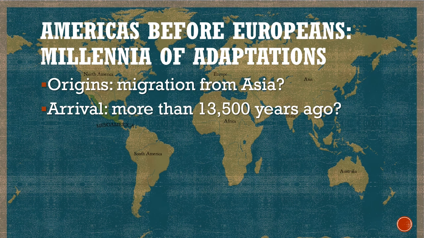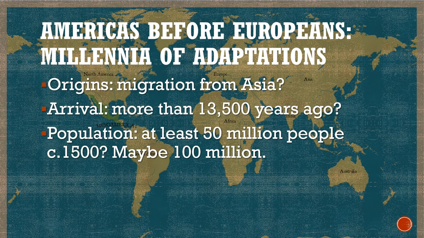I say at least, because there are some sites which suggest a much earlier arrival. So we just know that 100% people were there by 13,500 years ago, but the jury is still out on exactly the earliest date of arrival. It was likely much, much earlier than that, probably more like around 25 to 30,000 years ago.